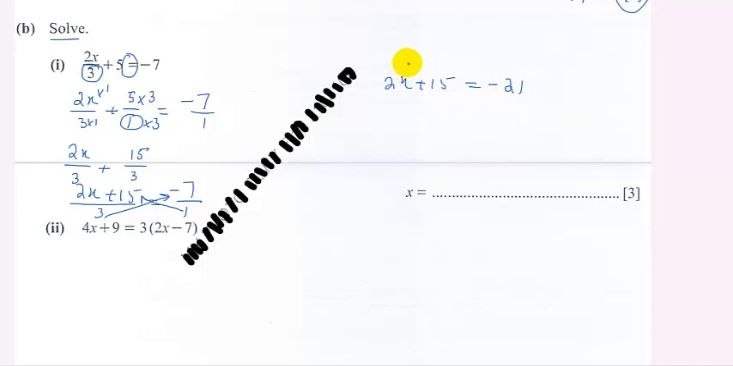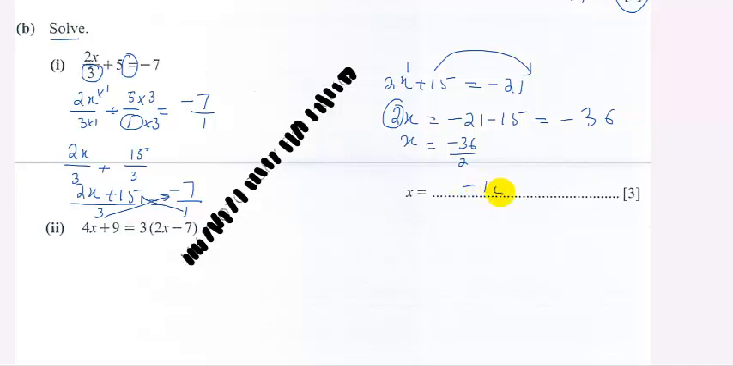Here the power of x is 1. So this is a linear equation. In a linear equation, we bring x on one side and we bring constants on the other side. Minus 21 minus 15. So it is minus 36. So this 2 will come in the denominator. Minus 18. So x is minus 18.